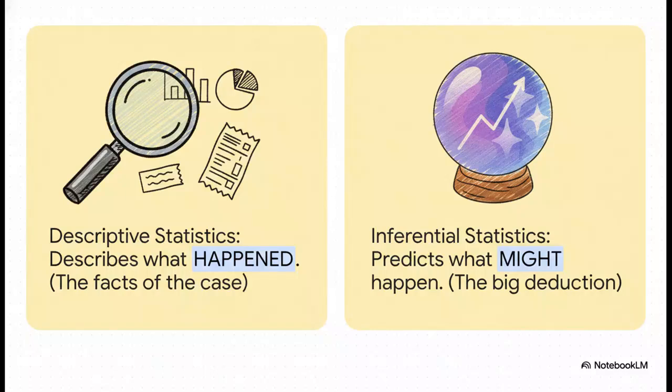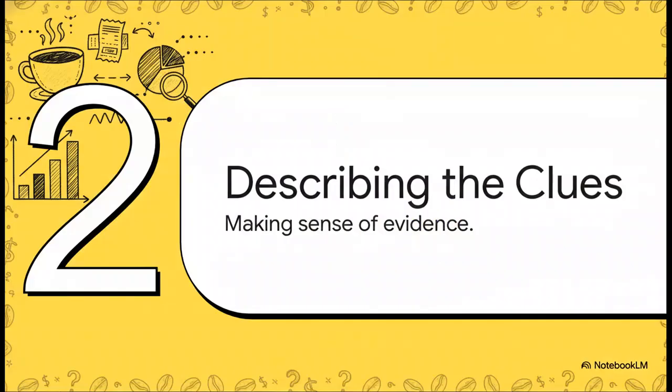It's actually pretty simple. Think of descriptive statistics as laying out all the evidence on the table. It's just the facts, ma'am. It tells you exactly what happened. Inferential statistics, that's the fun part. That's when you take those facts and make the big leap, the aha moment where you predict what's likely to happen next. So let's start with that first toolkit, descriptive statistics.